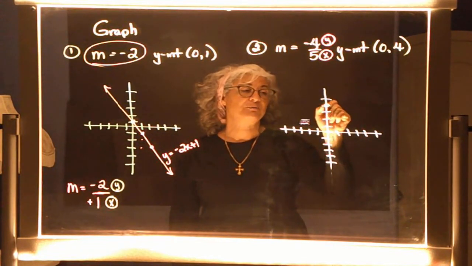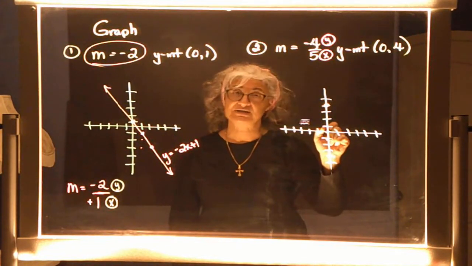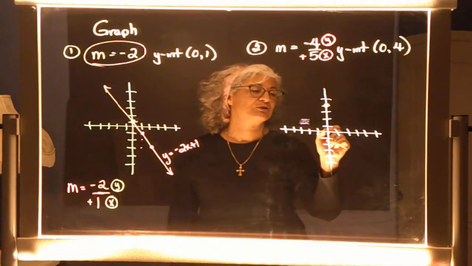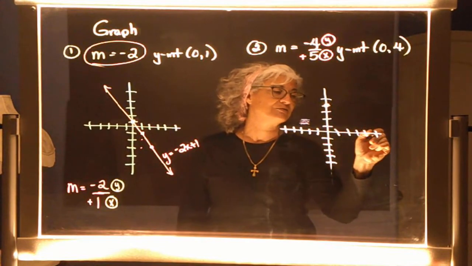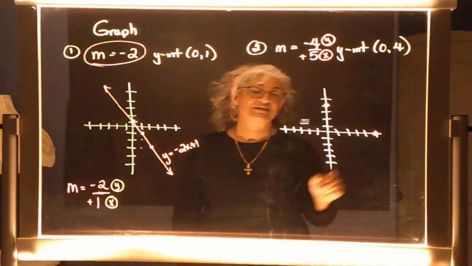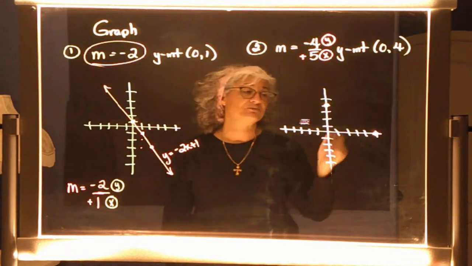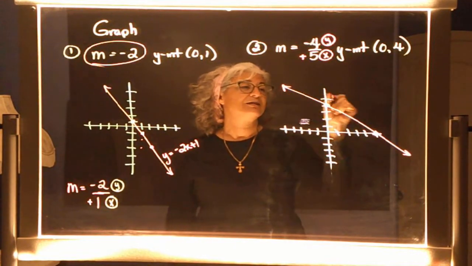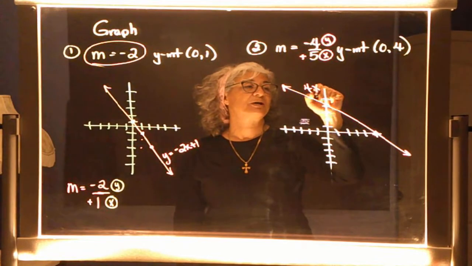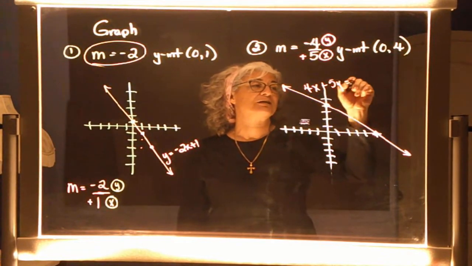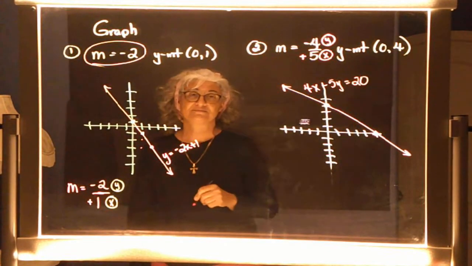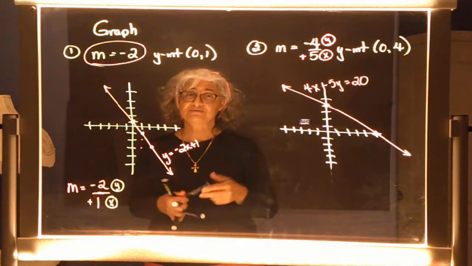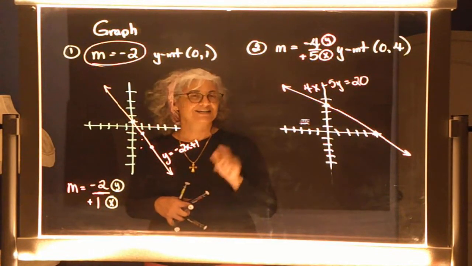So from that point, I'm going to go 1, 2, 3, 4 down, and then, good, since this is a positive, I'm going to go right 5 spaces for the x's. And here is point number 2. And when I graph it, that will be the graph of my equation 4x plus 5y equaling 20. And yes, another downhill line because my slope was negative.